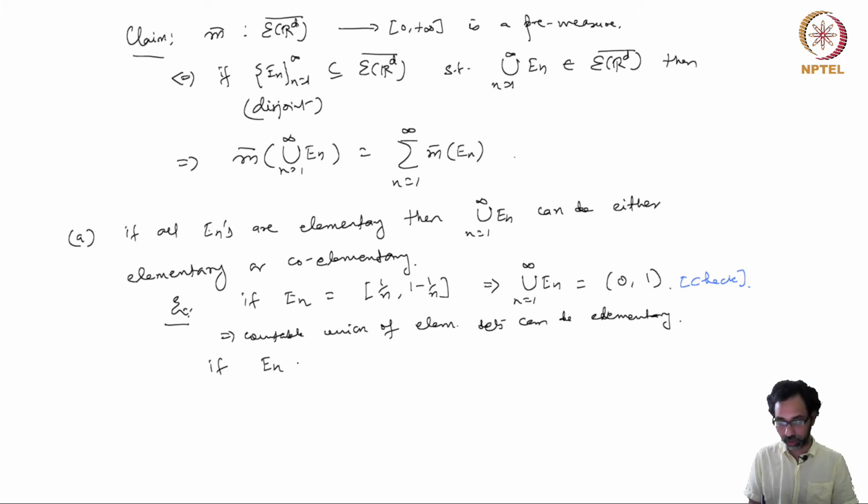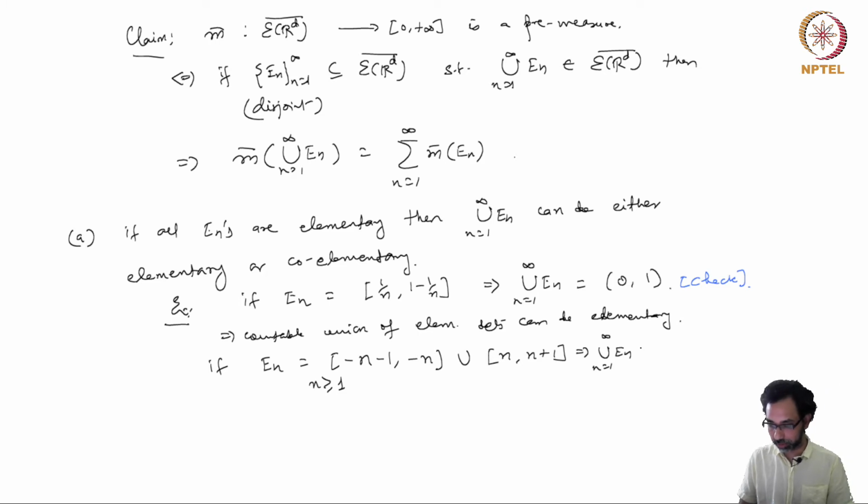Now if we take E_n to be the interval from minus n minus 1 to minus n union n to n plus 1, then this is an elementary set, but the union of E_n, n equal to 1 to infinity, here n is greater than or equal to 1, is nothing but minus infinity to minus 1 union 1 to infinity, and so this is a co-elementary set because the complement is nothing but the set [-1,1], which is elementary. So this means that a countable union of elementary sets can also be co-elementary.